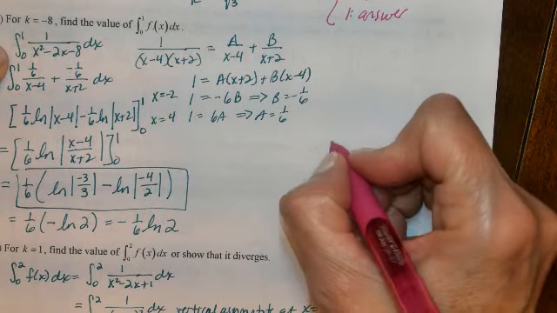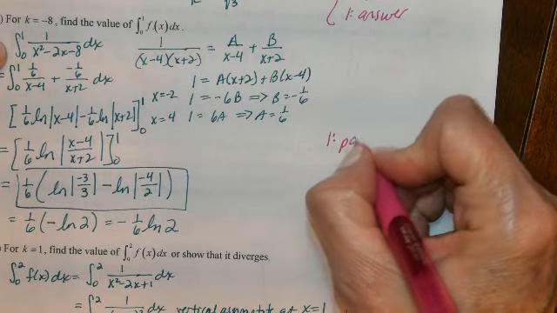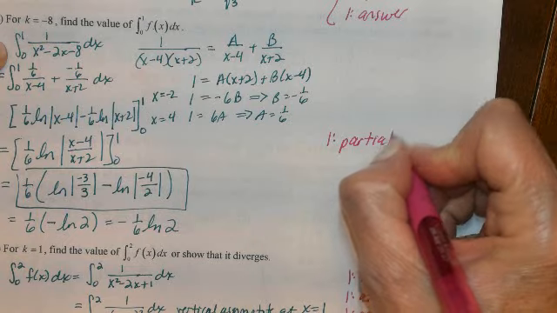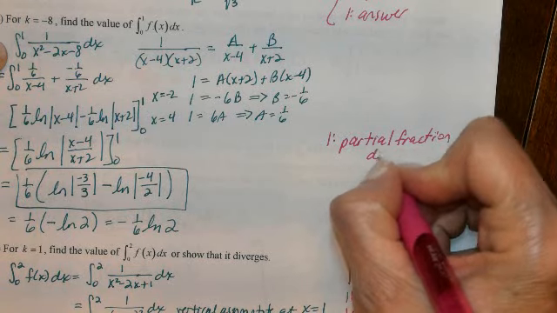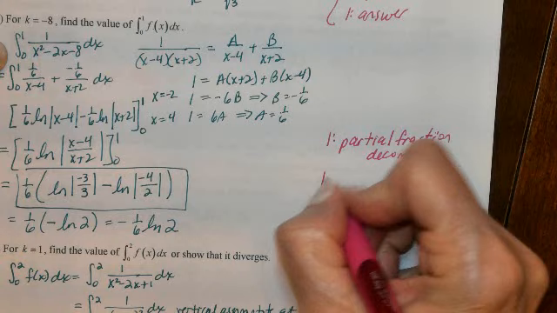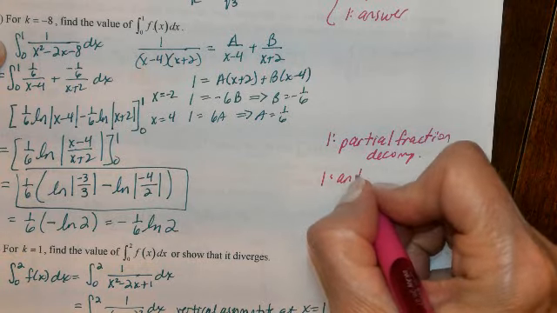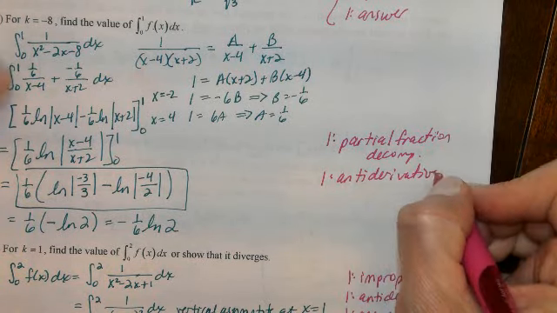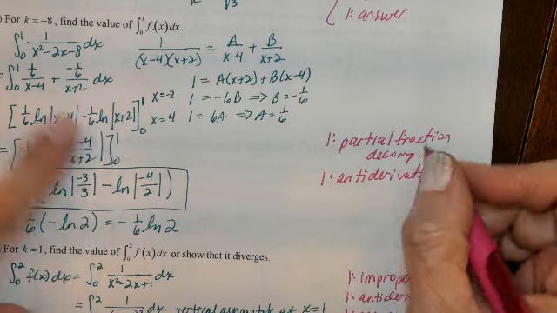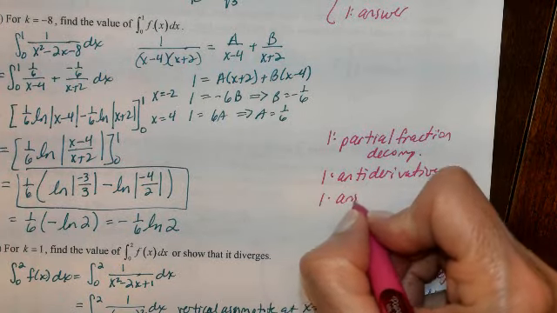Up here in part B, it was also worth 3 points. 1 point for the partial fraction decomposition. One point for the antiderivatives. That's these 2 things here. And then 1 point for your answer.